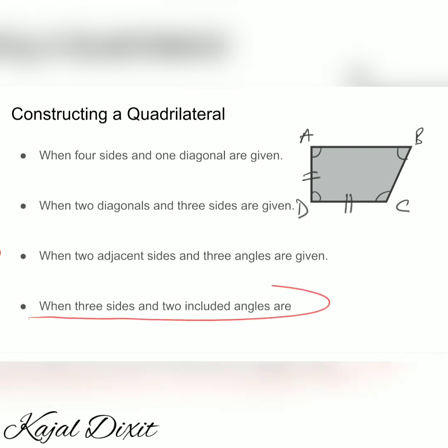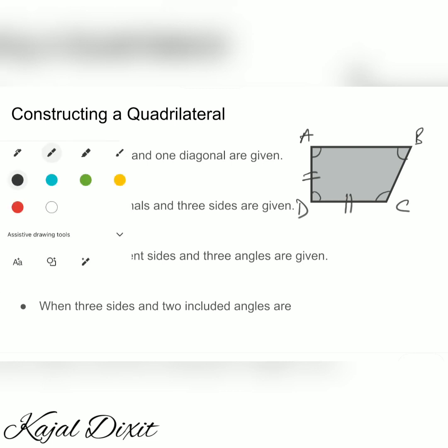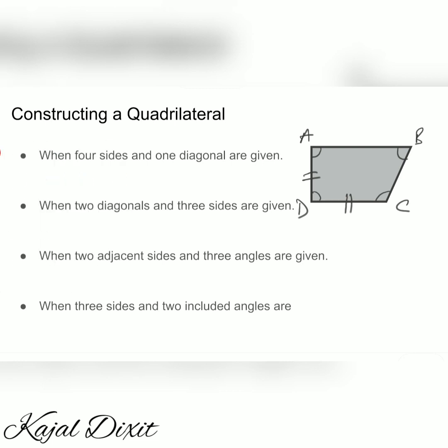When three sides and two included angles are given to us, suppose we refer to the same figure. Then the three sides will be side AD, side DC and side BC, and the two included angles will be angle ADC and angle DCB. These two angles are included between these three sides, which is why we say the angles are included between these three sides.